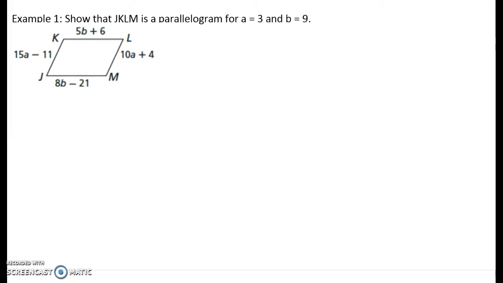Show me that JKLM is a parallelogram when A is 3 and B is 9. How do I do that? Well, notice this information is all about sides. So how would I know if we have a parallelogram just given information about sides? Well, remember, if opposite sides are both congruent, then we've got a parallelogram. So why don't we show that? So let's go ahead and work out the different side lengths.